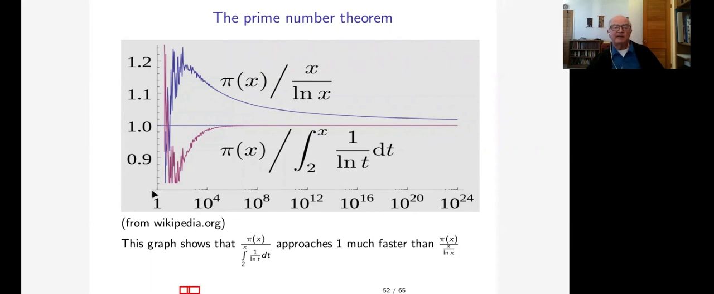On the horizontal axis, this is a logarithmic scale with an increment of 10,000. So first we get to 10 to the fourth, that's 10,000, and multiply that by 10 to the fourth, we get to 10 to the eighth, 10 to the 12th, and 10 to the 24th. That's a huge number. So this graph, whoever did it, really did lots of computations, of course, on a computer.